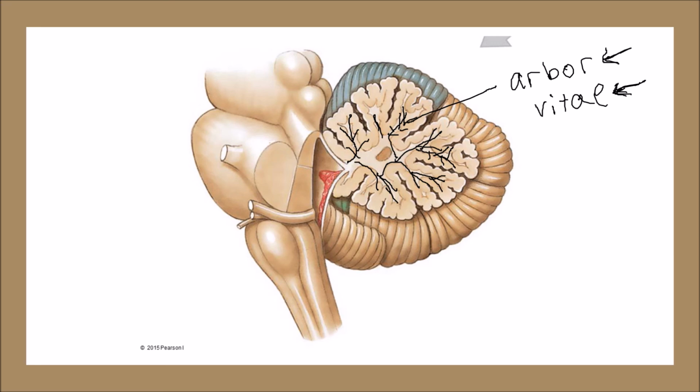Now, this other section around the tree branches, you see how there's this gray matter, just like the big brain, there's this gray matter that kind of folds around the exterior part of the tree branches. This gray matter is called folia.